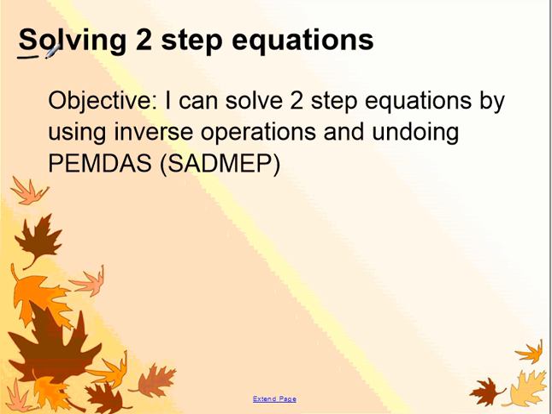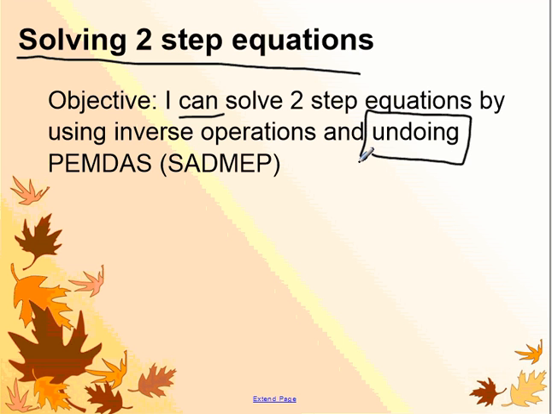We spent a lot of time in the video last night talking about one-step equations, and we did tons of practice in class. So our objective is that by the time this video ends, and by the time class ends tomorrow, you can solve two-step equations by using inverse operations and undoing PEMDAS. And I like to call that SADMAP. Get it? PEMDAS backwards is SADMAP.